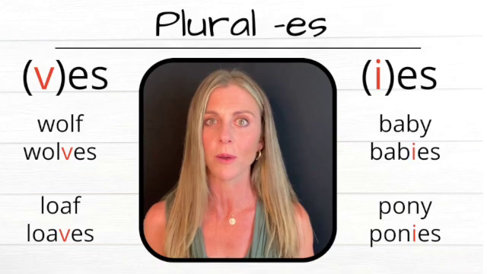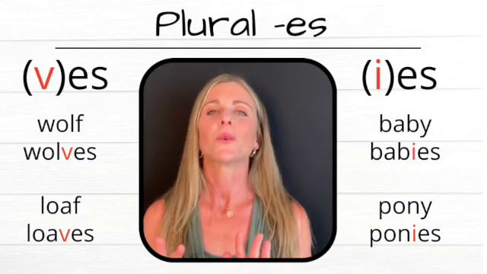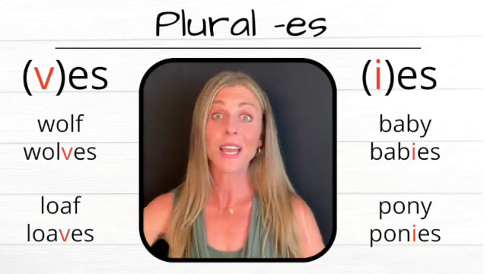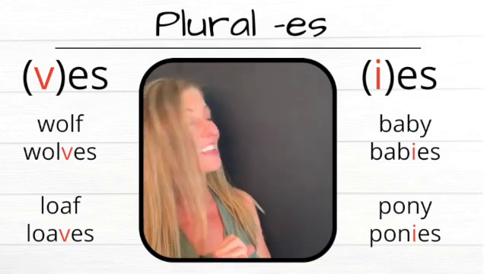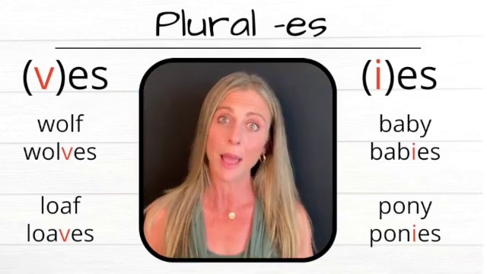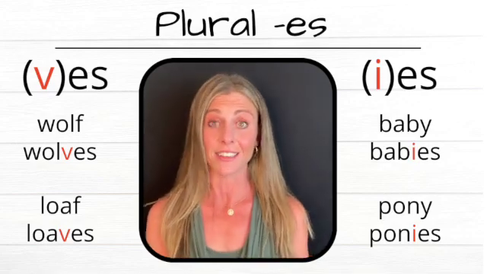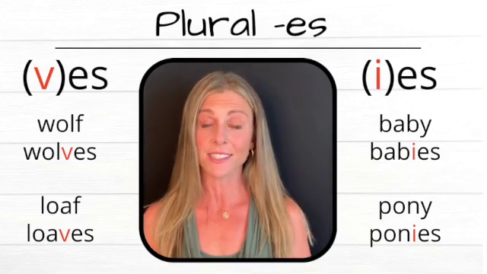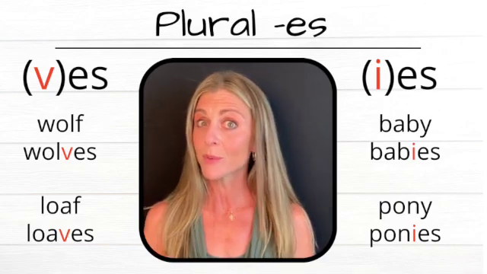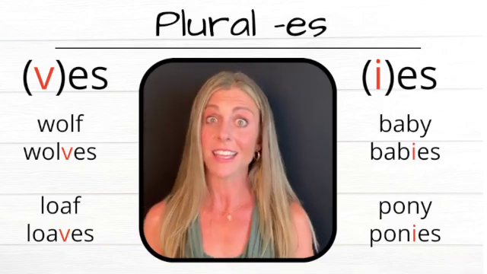I always wished growing up that I had a lot of ponies, right? I don't just want one pony, I want a lot of ponies. We change that Y to an I and we add the ES. Do you see how that happens there? Change the Y to an I and add ES. So in these two cases, we're changing the end of the base word and we're adding the ES.